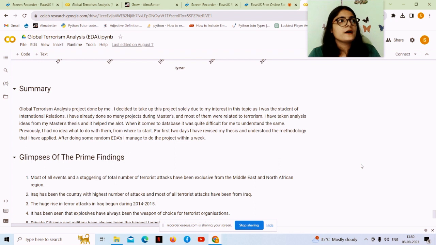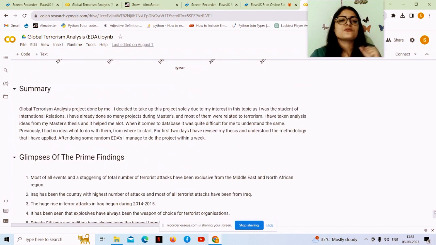But since I was taking classes from Almabetter, it helped me a lot to understand the data and the basics. Previously, I had no idea what to do with the data set or where to start. So for the first 2 days, I revised my thesis and the methodology I had applied for exploratory data analysis. After doing some random EDAs, that is, exploratory data analysis, I managed to finish the project within a week. And at last, I want to provide glimpses of the prime findings or summary.